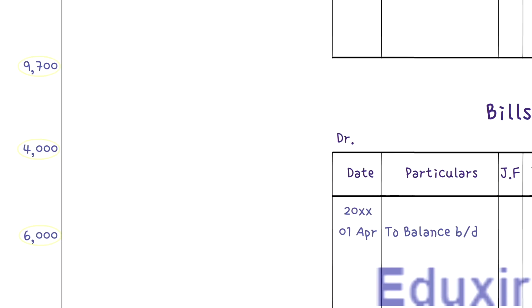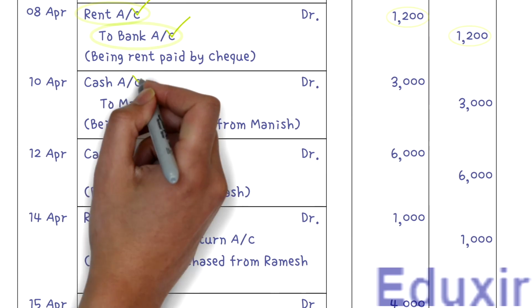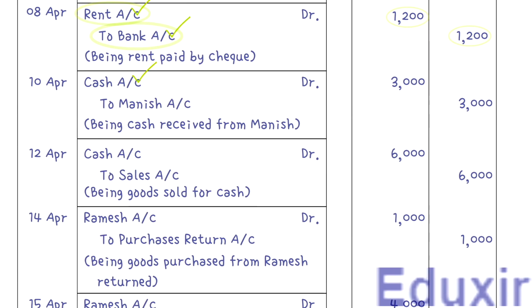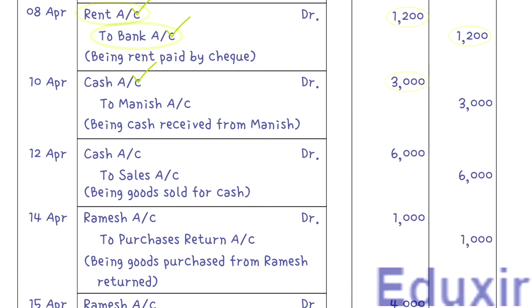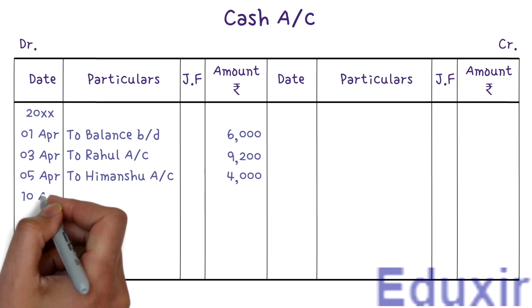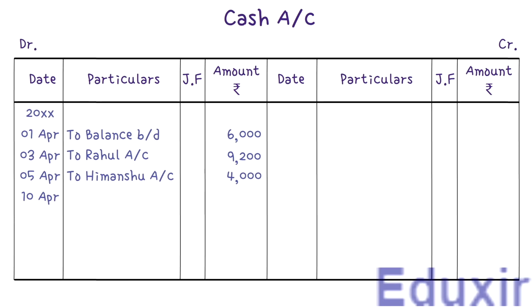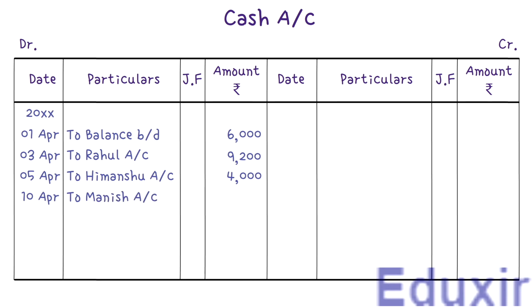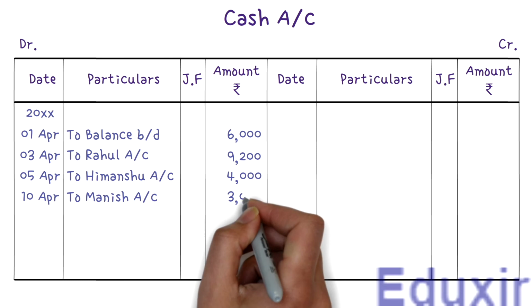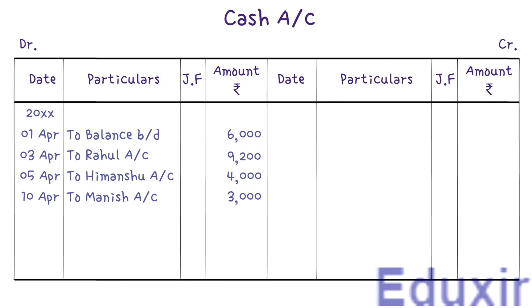Let's now take up the next entry. As the name suggests, it needs to be posted on the debit side of cash account and the debit amount is 3000 rupees. Note that the details that need to be posted into the particulars column is Manish account. As we already have cash account, let's now post this entry into that account. Let's first write the date. Let's then write to Manish account into the particulars column. Let's then write the debit amount of 3000 rupees in the amount column. With that, we have completed the posting of this journal entry into cash account.